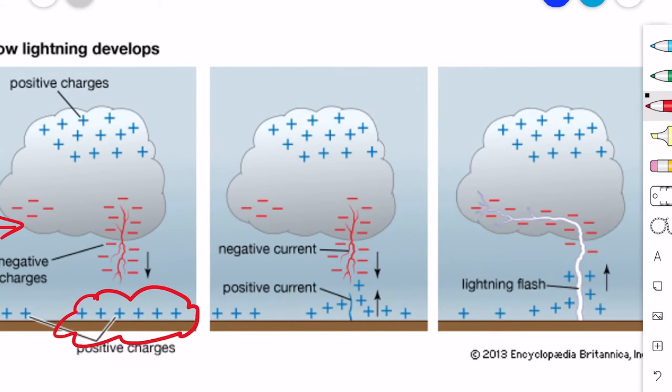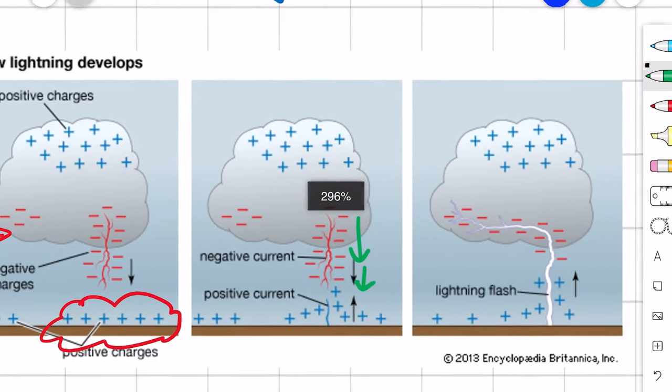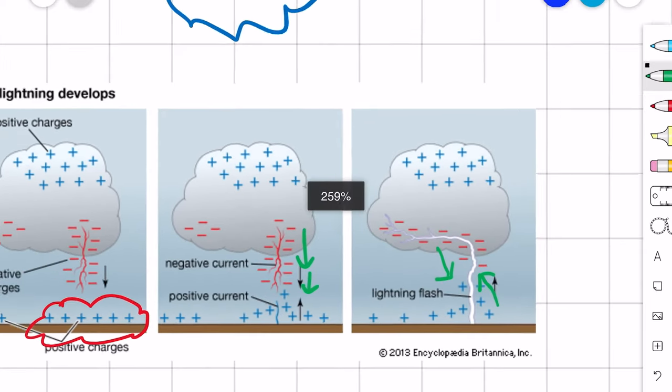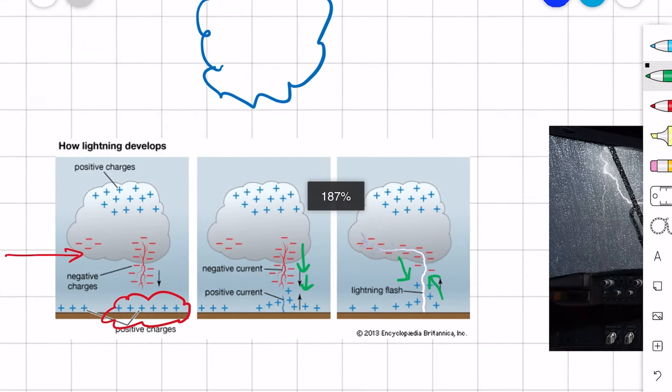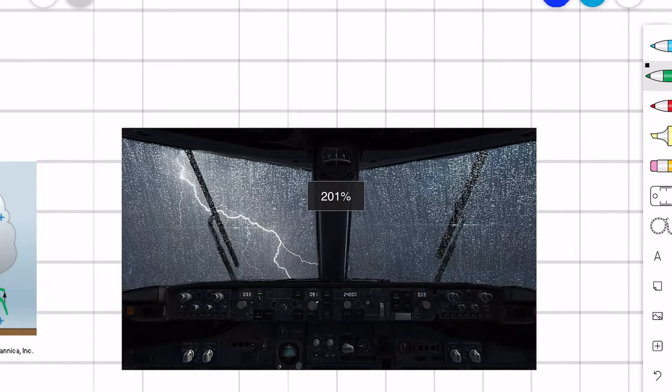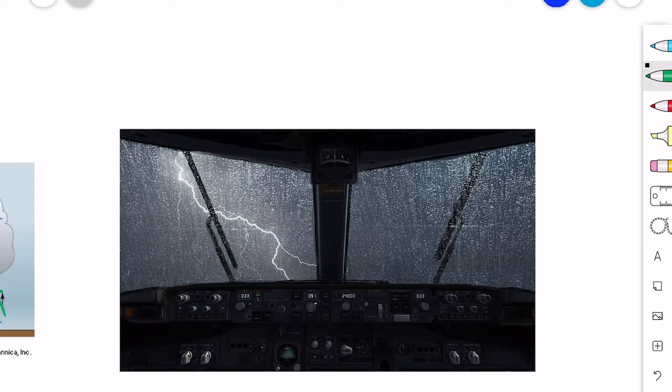And when the negatively charged electrons are attracted towards the positively charged electrons, a flow of negative charge rushes towards the earth. So the negative charge rushes to the ground and the positive charge comes up and we see lightning flashes. So this was the reason why we see lightning. This can mess up with the pilot's night vision and can even temporarily blind them. The compasses we have in the aircraft can also be affected by lightning.